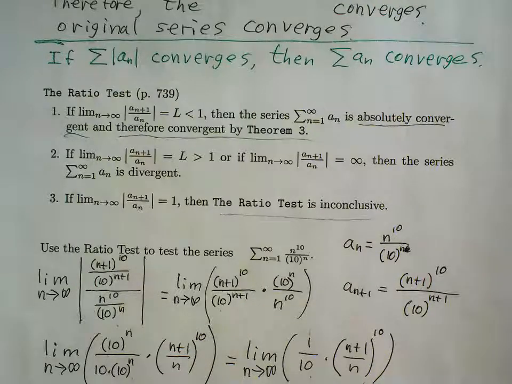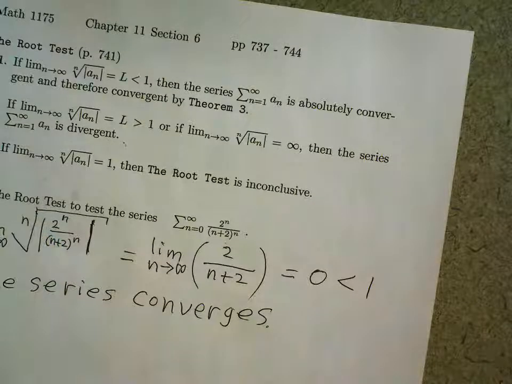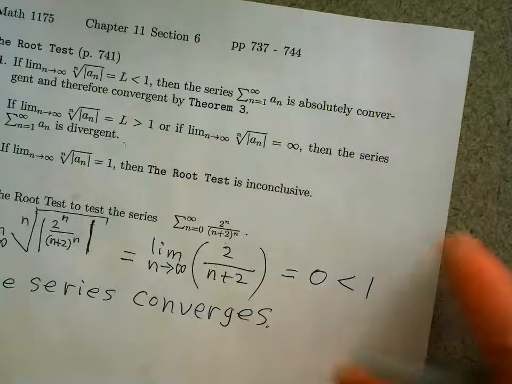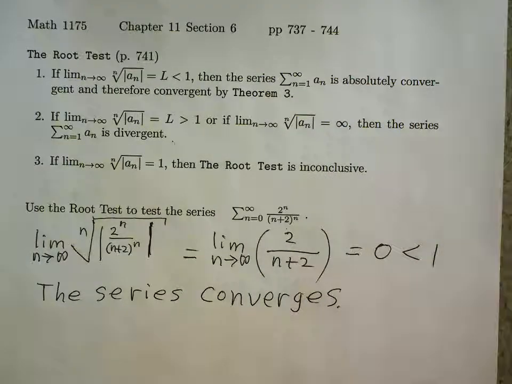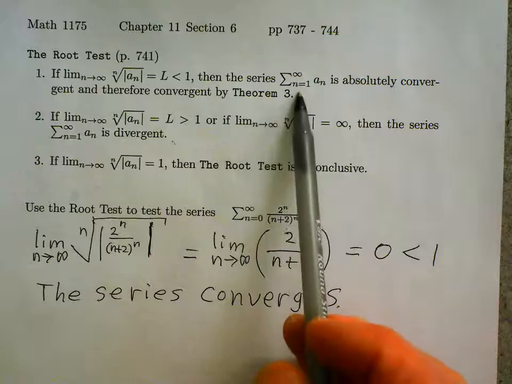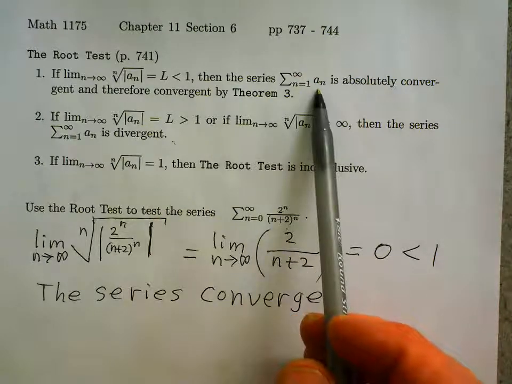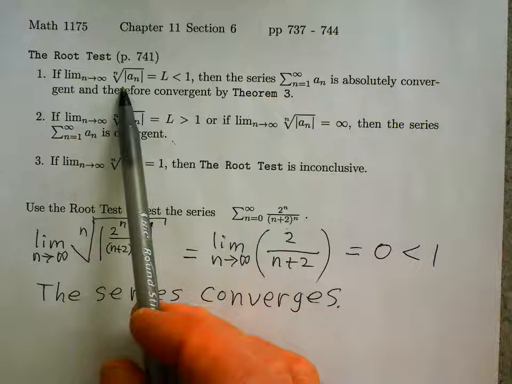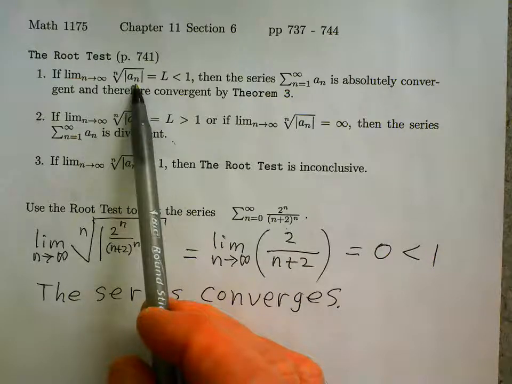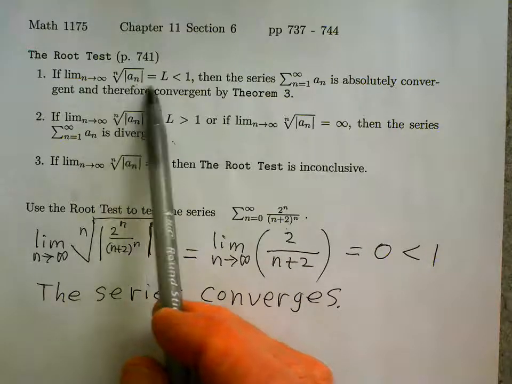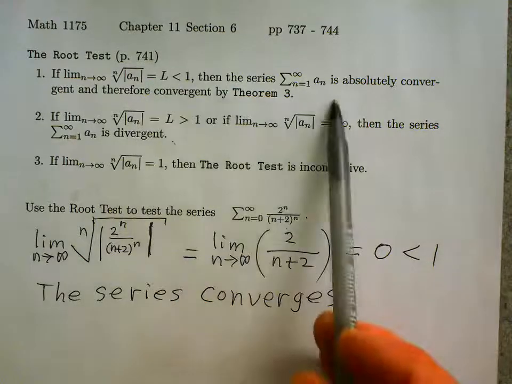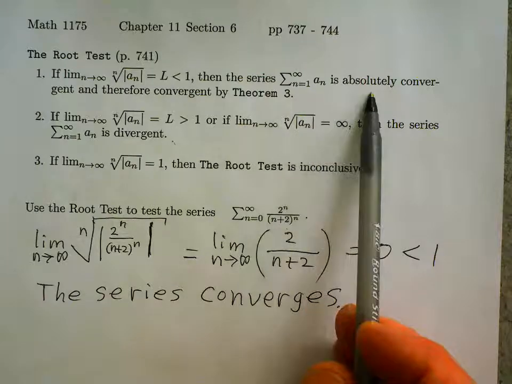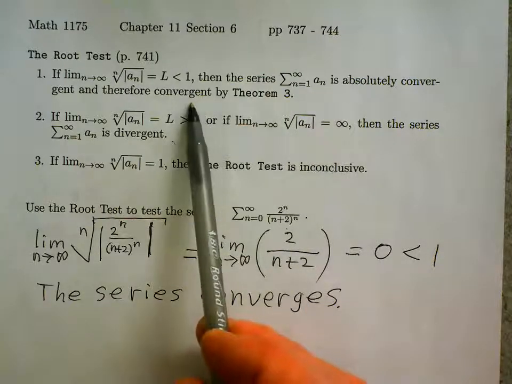Okay, in addition to the ratio test, we have the root test. So let's review the root test real quick. When testing the series of the a sub n terms, if the limit of the nth root of the absolute value of a sub n as n approaches infinity equals a finite number L which is less than 1, then that series is absolutely convergent and therefore convergent.